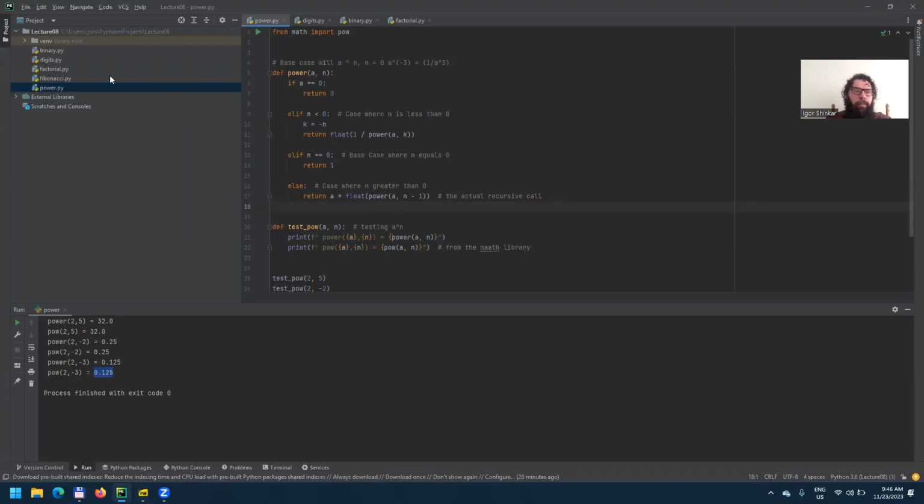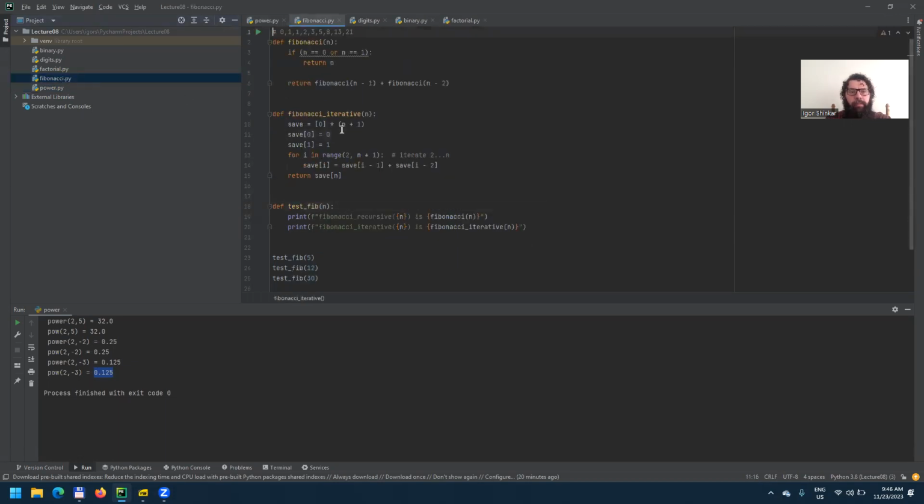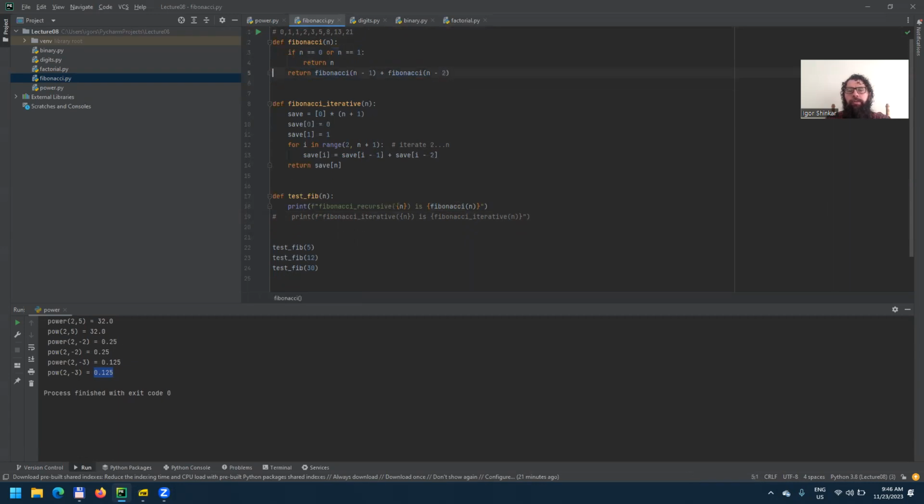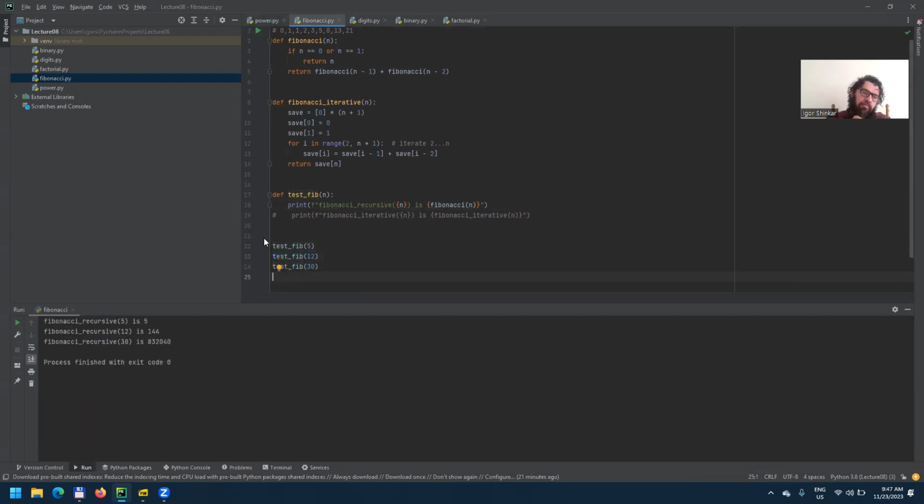Let's see this example. Where is my Fibonacci sequence? Okay. So here is how I define my Fibonacci sequence. Fibonacci of 0 is 0, Fibonacci of 1 is 1, and otherwise return Fibonacci of n minus 1 plus Fibonacci of n minus 2. And my test fib will compute Fibonacci of 5, of 12, and of 30. Let's try to run it. Okay, so it seems to work.